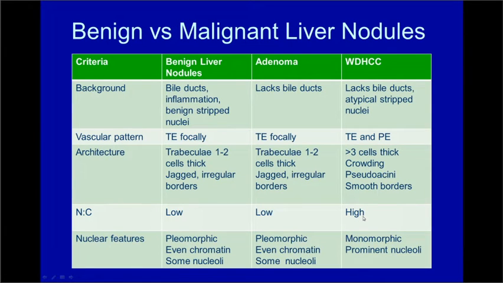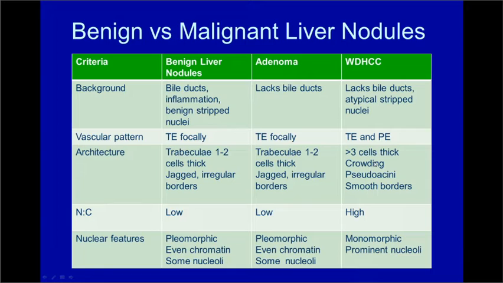So to summarize, this table summarizes the differences between these benign nodules and well-differentiated hepatocellular carcinoma. We can start by looking at the slide by naked eye inspection, and then at low power under the microscope, assess the background for bile ducts, inflammation, and stripped nuclei. In hepatocellular carcinoma, the stripped nuclei are going to be markedly atypical. In benign liver nodules, if we see them, they're going to be benign, typically not as numerous. We may see some transgressing endothelium or a vascular pattern in benign liver nodules. It's much more prominent and common with hepatocellular carcinoma. In addition, this peripheral endothelial cell wrapping pattern is only seen in malignant hepatocyte nodules.